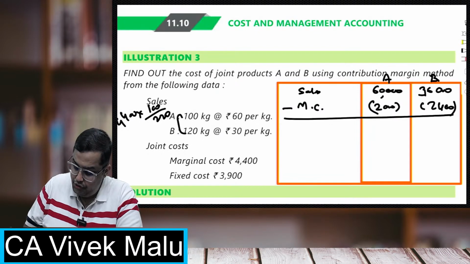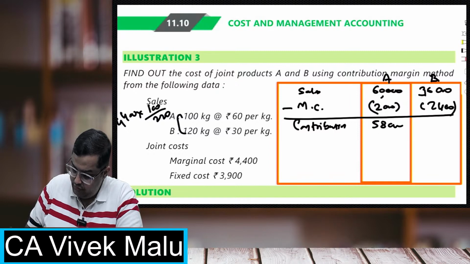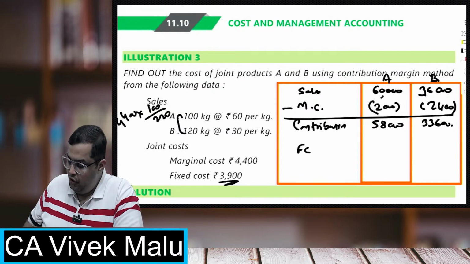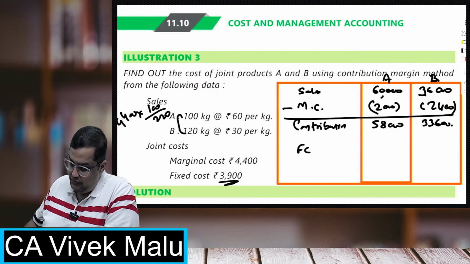I'll get the contributions. So 60,000 minus 2,000, that is 58,000. 36,000 minus 2,400, I get 33,600. Now, whatever is the fixed cost, 3,900, you have to divide it in the ratio of 58,000 to 33,600. What is the total, by the way? 58,000 plus 33,600 is 91,600.